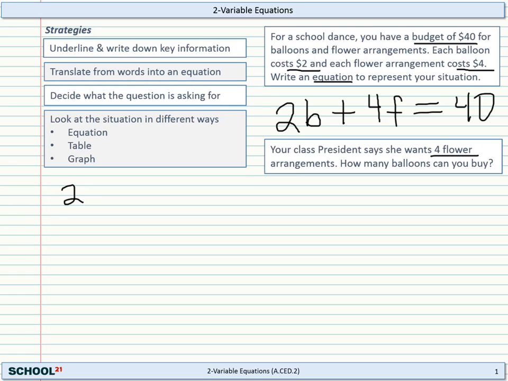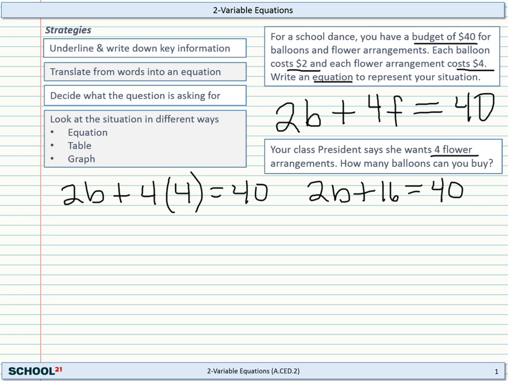So 2B plus 4 times 4, that's the number of flower arrangements, equals 40. Then we can solve. That would be 2B plus 16 equals 40. Then when we subtract 16 from both sides, 2B will be 24. And that means B will equal 12 when we divide both sides by 2. So what you can see here is that we have a relationship between the number of balloons and the number of flower arrangements. If the number of flower arrangements is 4, then the balloons must be 12.